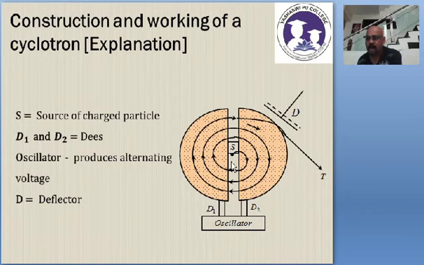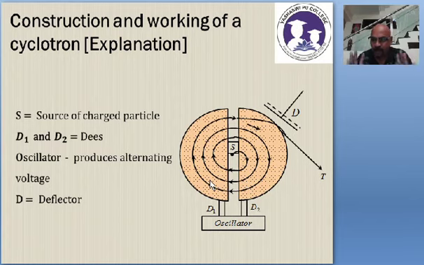Is that clear? Now see here, you have got a deflector. A charged particle which comes here will undergo deflection. This is called the deflector. S is the source of the charged particle, which is kept in between the two Ds. Now I'll tell you what exactly happens here.